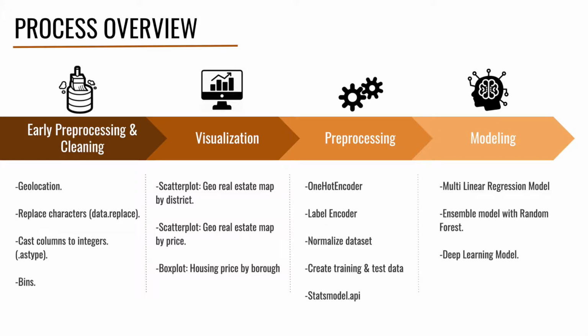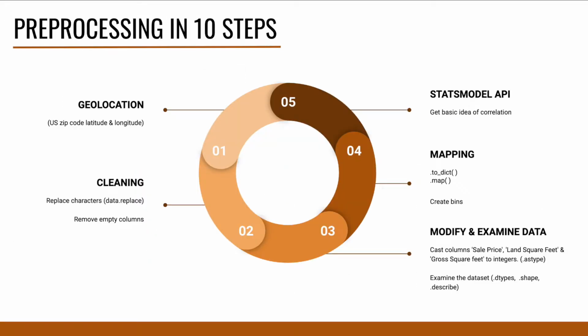Let's get into the details of the pre-processing, which was done in 10 different steps for our project. Step number 1 was the geolocation cleaning. We used the US zip code, longitude and latitude data, and a lot of it we uploaded through a CSV file into our project.